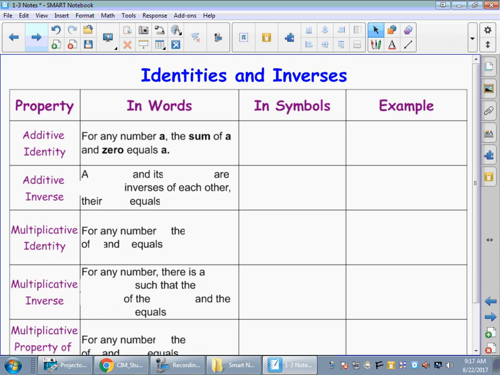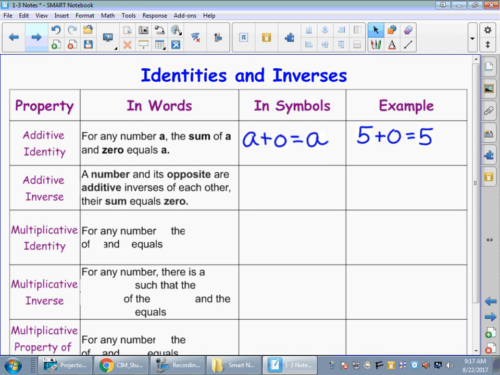So additive identity is 0. The additive identity is 0 for any number a. The sum of a and 0 equals a. And so what they're saying here is just that. It's the rule that allows us to say when you add 0 to any number, it's going to stay the same. It keeps its identity. So an example of that would be 5 plus 0 equals 5. What allows us to say that statement? The additive identity.